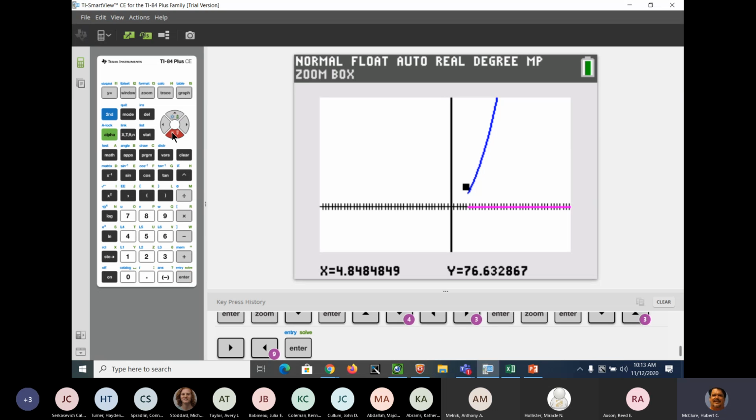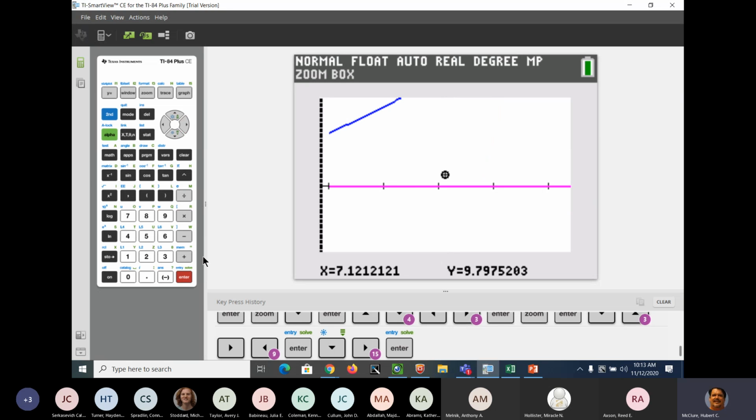Get a little bit of that blue one in there. Okay, you're not going to be able to get them both in there. But you can see if you go to the second one, trace, you could jump down to that one.